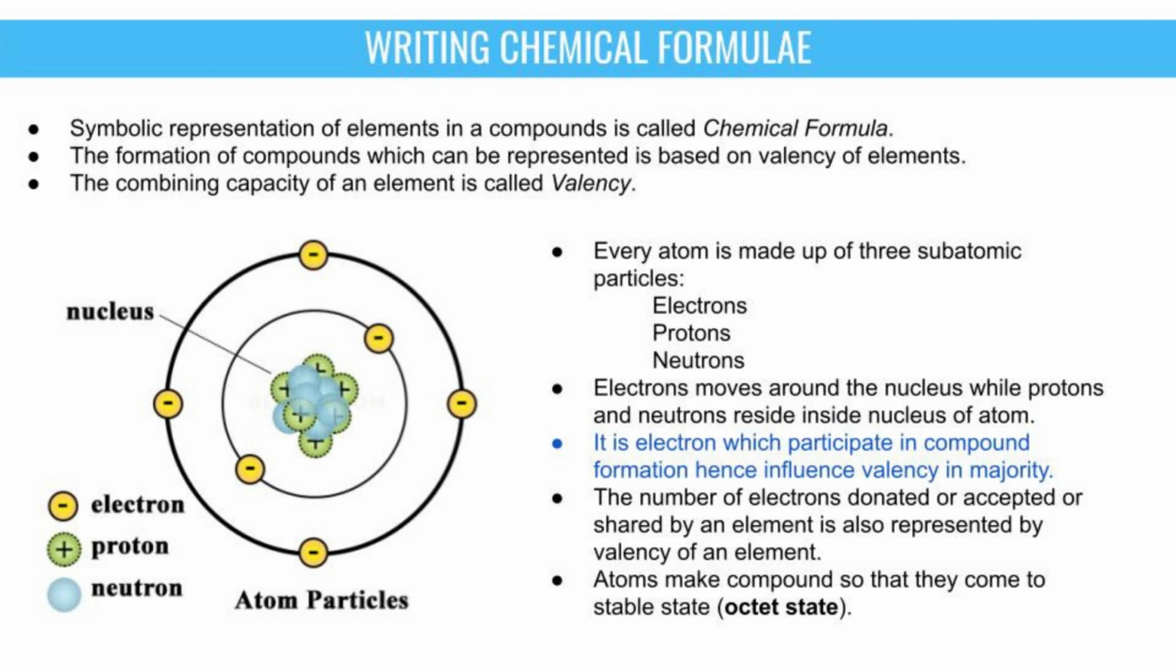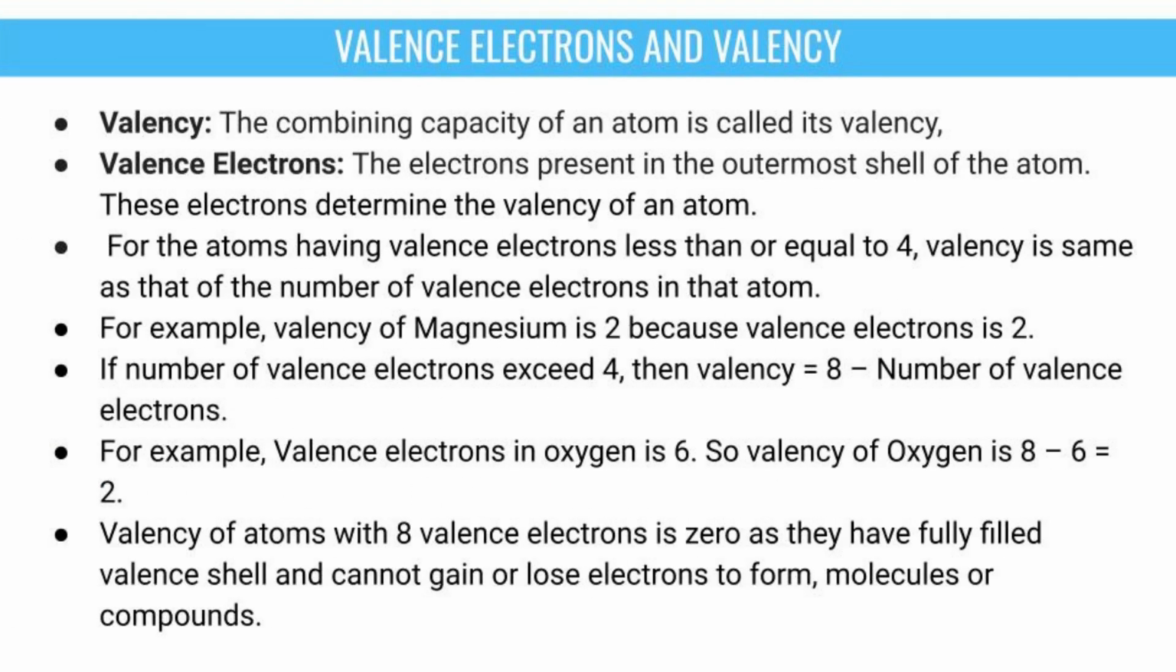It is the electrons which participate in compound formation, hence they influence valency. The number of electrons donated, accepted, or shared by an element is also represented by the valency of an element. Atoms make compounds so that they come to a stable state, the octet state. Valence electrons and valency. Valency, the combining capacity of an atom, is called its valency.